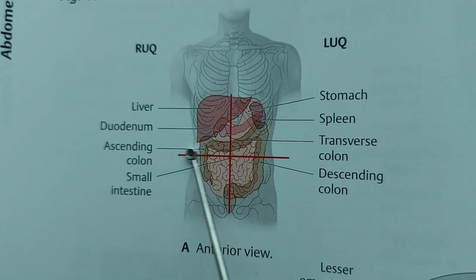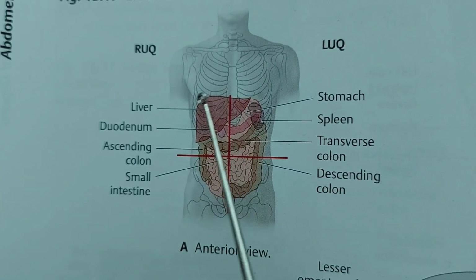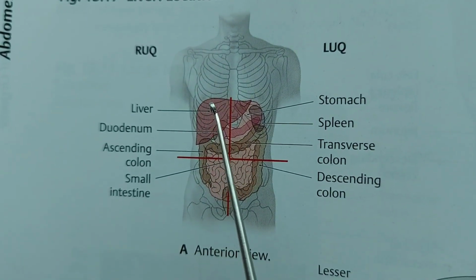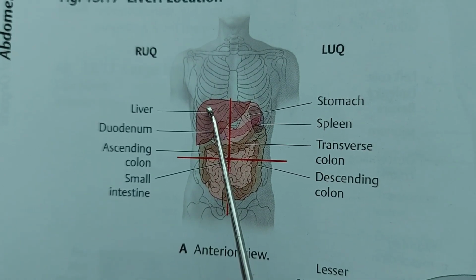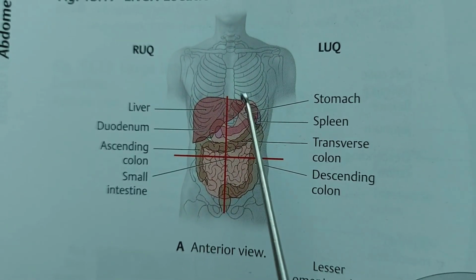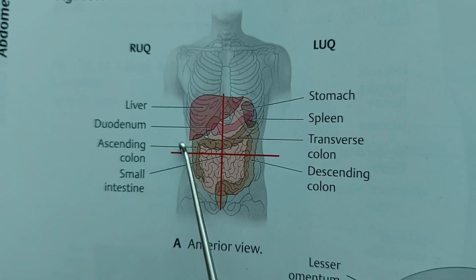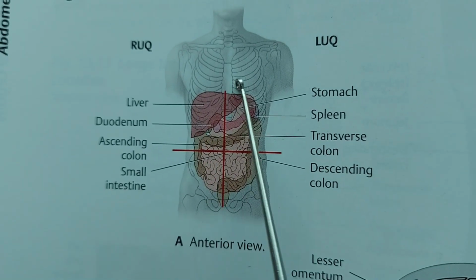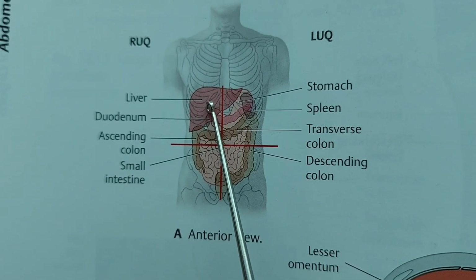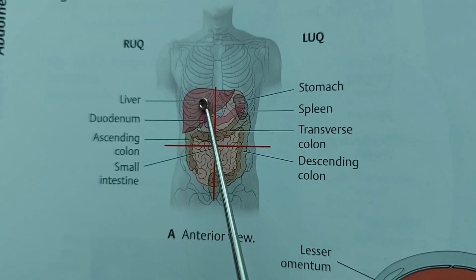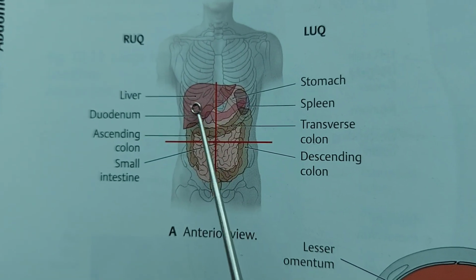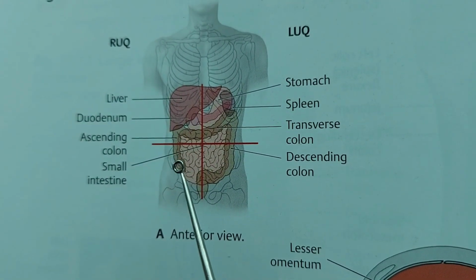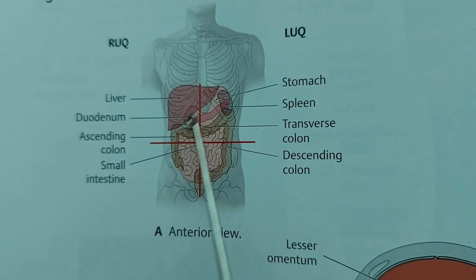Here is the liver. It is situated in the upper part of the abdomen, and it remains in the right hypochondrium, in the epigastric, in the left hypogastrium, and in the right lumbar region. This is the extent of the liver. The liver is the largest gland of the body. The weight might be around 1.5 kilograms.